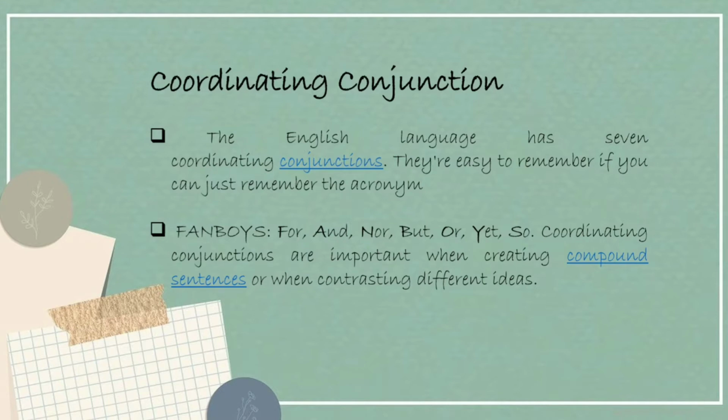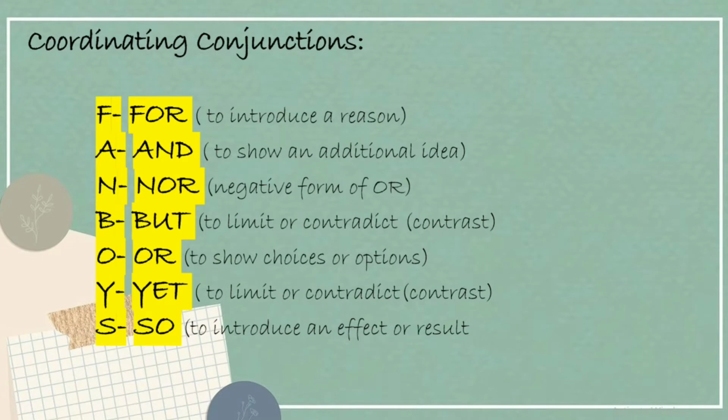Coordinating conjunctions are important when creating compound sentences or when contrasting different ideas. So it's not just combining two sentences. Sometimes we can link together contrasting or different ideas. So the two sentences that we are combining or putting together don't have to agree with each other, I mean, with the idea of each sentence. It can be a contrasting one. Okay, so for the coordinating conjunctions, we will be discussing their functions.